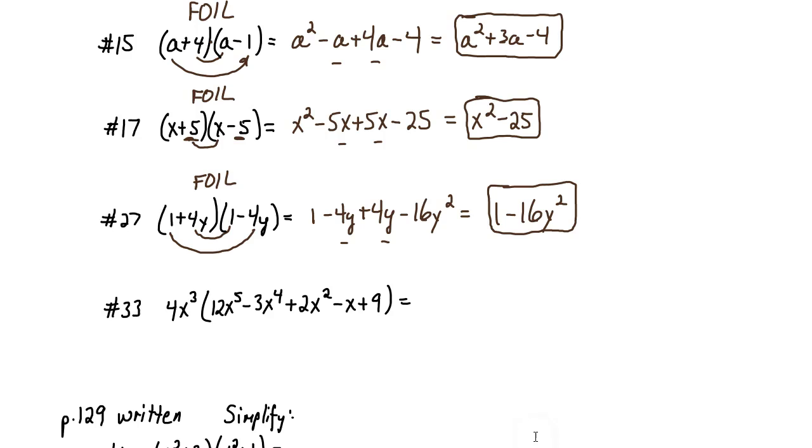Now number 33, we do not have a binomial times a binomial this time. We have a monomial being multiplied to a 5-term polynomial. Let's use the distributive property. Multiply the 4x cubed to every term that is inside that polynomial.